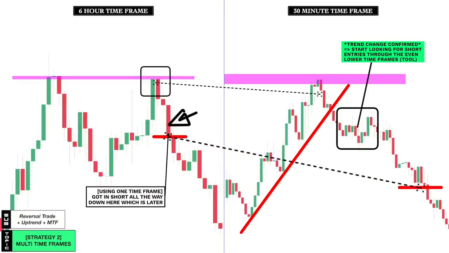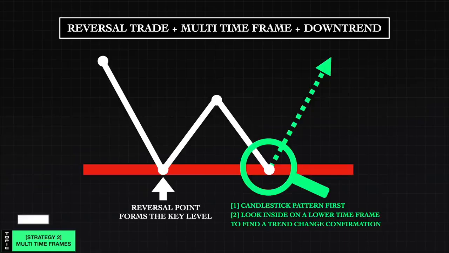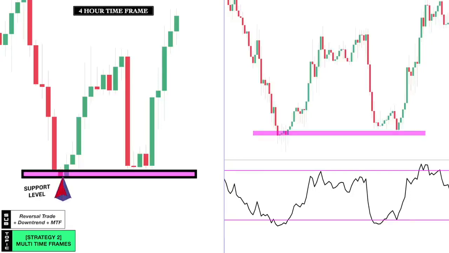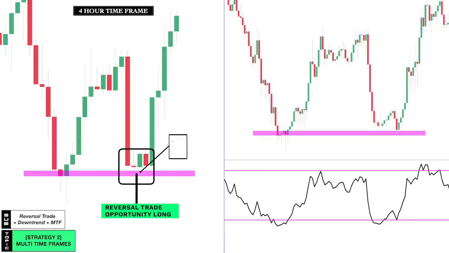So going in the opposite direction, a reversal trade in a downtrend using multi time frames. On the left is the 4-hour time frame. You had your key level of support because of this reversal point. And this is where your reversal trade opportunity long presented itself. It's where you had multiple long wick candles form at the level.